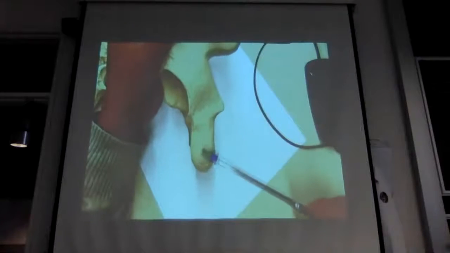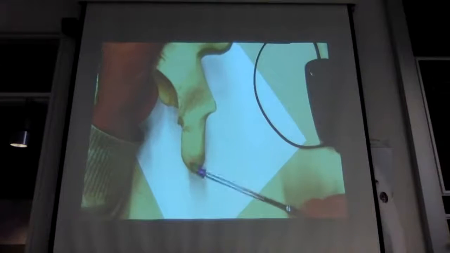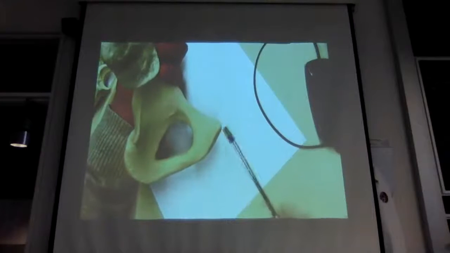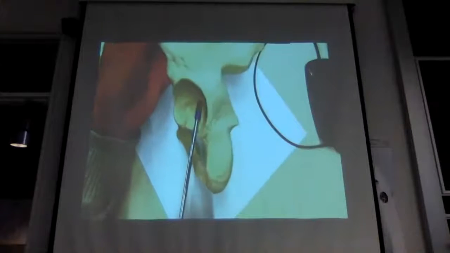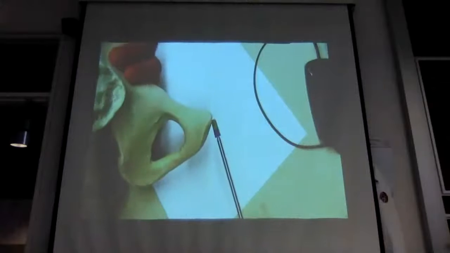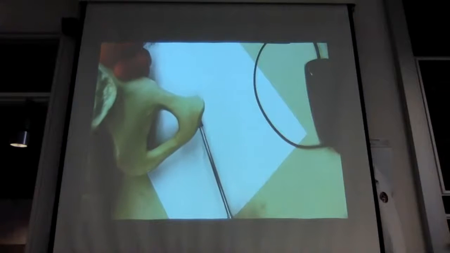Now look at the pubis. You've got a rougher edge back here, which is actually part of the ischium, and you have a much pointier part here. This is anterior, this is the pubis. So lateral for the acetabulum, anterior medial for the pubis.